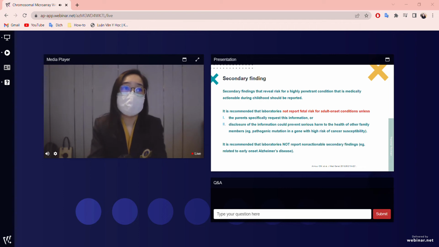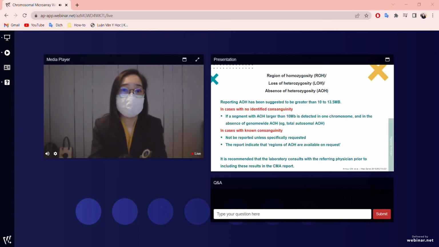The second challenging point is the secondary findings. The suggestion is that if the secondary findings reveal risk for a highly penetrant condition that is medically actionable during childhood, it should be reported. But it is recommended that the lab not report fetal risk for adult onset conditions unless the parents specifically request this information, or the secondary finding could prevent serious harm to the health of other family members, such as cancer susceptibility. And lastly, non-actionable secondary findings, such as Alzheimer's, are not reported.